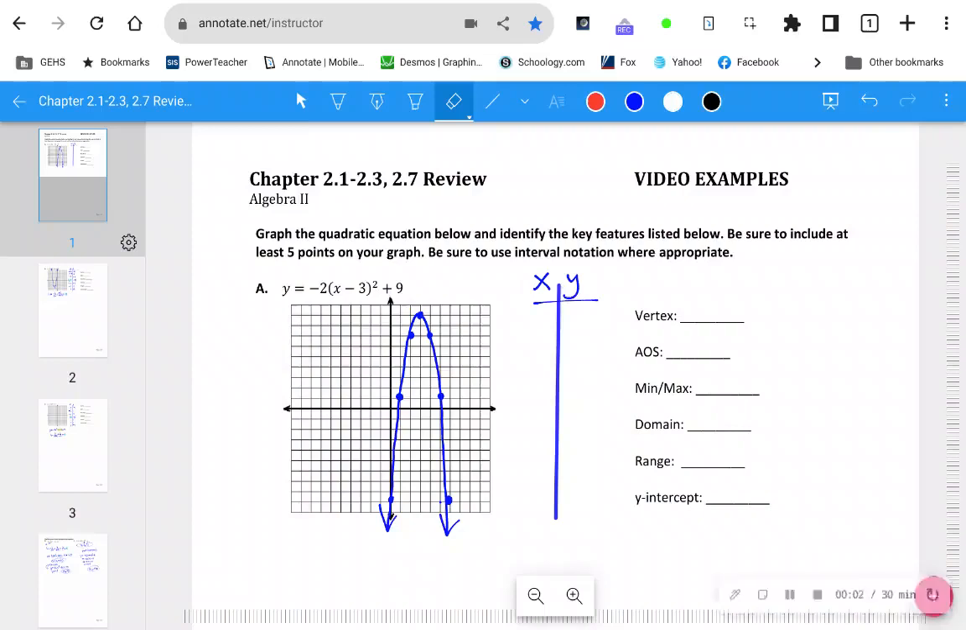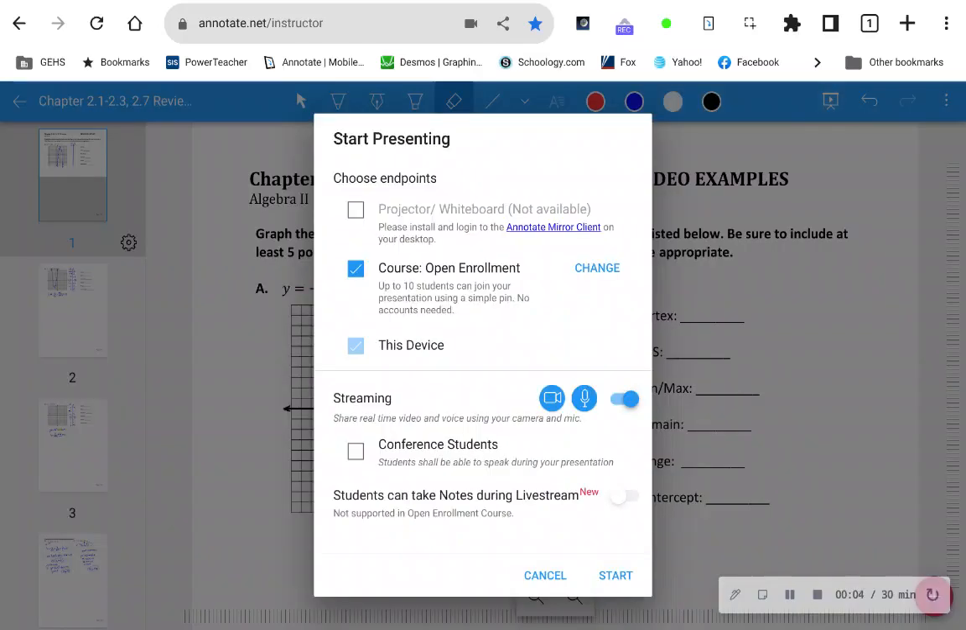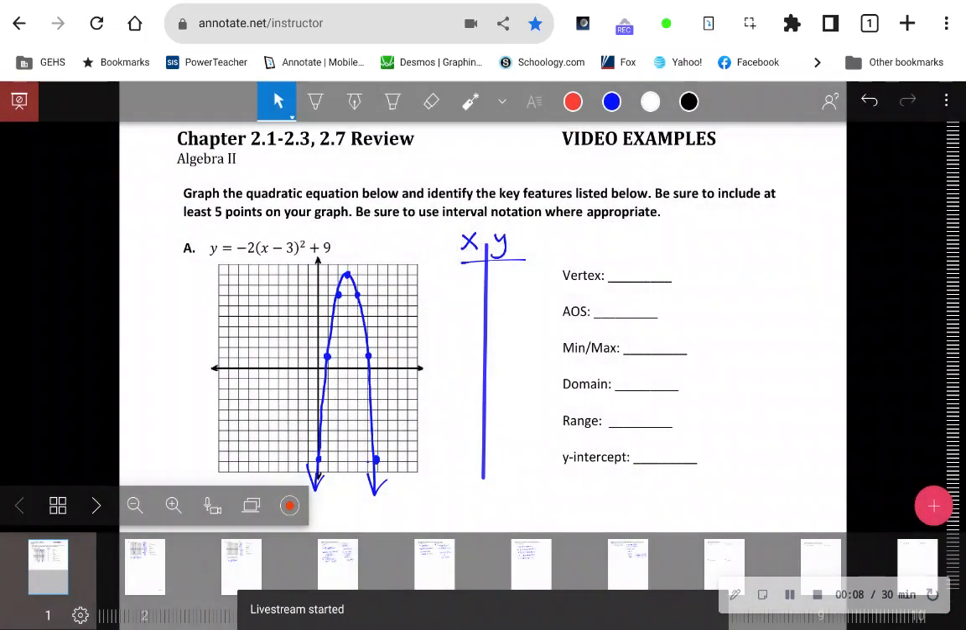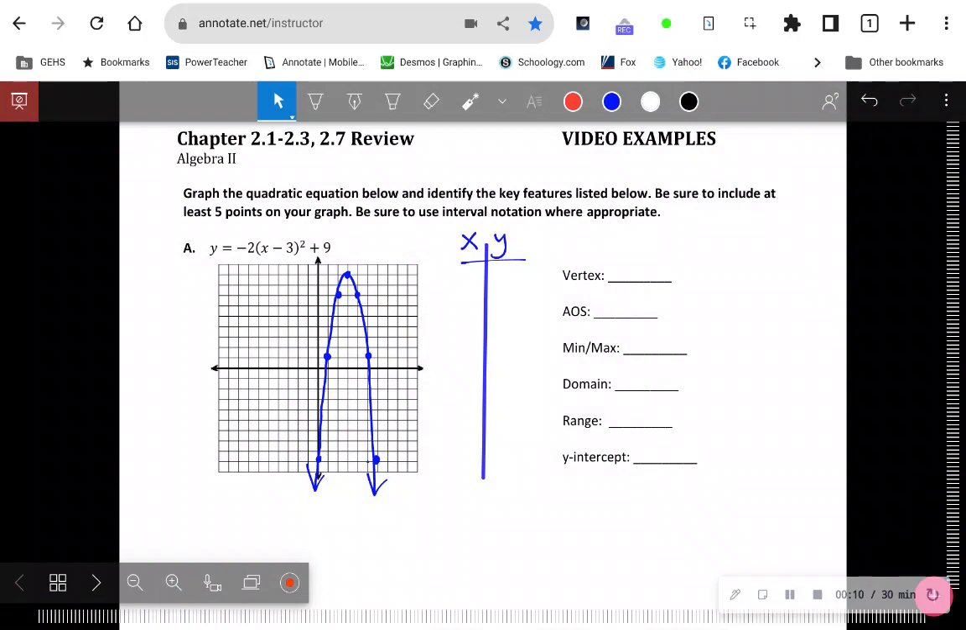Okay, this is Mr. Peterson, and I'm going to be showing you the first 16 problems here of the review. Now, you should know that these examples are not the same as the review problems, so you'll have to do your review on your own, but I've got some that are pretty close matches.